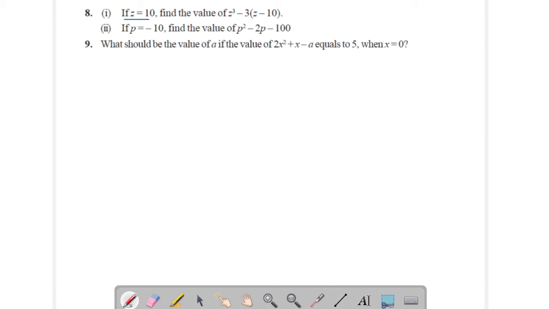Come to question number 8. If z is equal to 10, find the value of z cube minus 3 within the bracket z minus 10. See the solution.